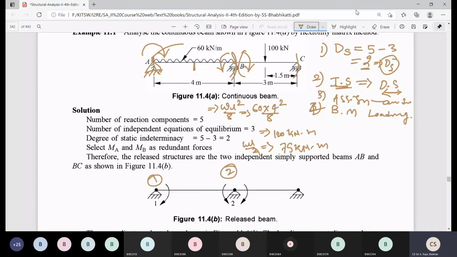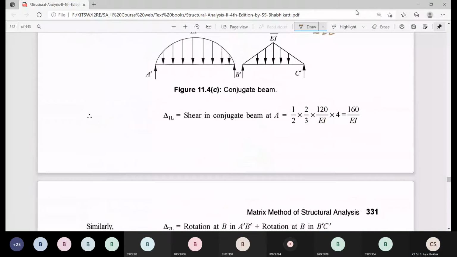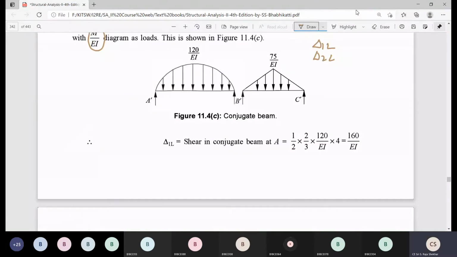How many coordinates we need to release depends upon the degree of static indeterminacy. Static indeterminacy is 2 only, so 2 coordinate directions will come. After that we need to draw the bending moment diagram, the M by EI diagram. For this we need to calculate delta 1L and delta 2L.